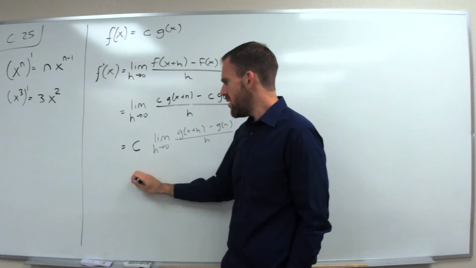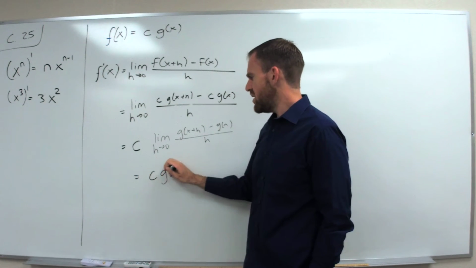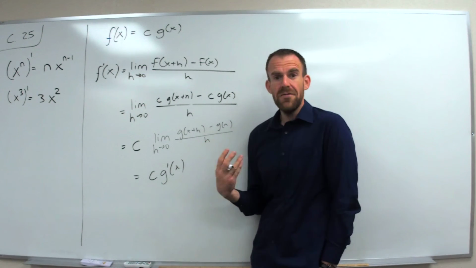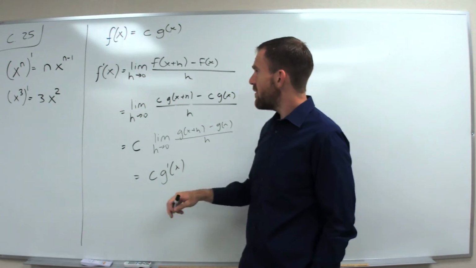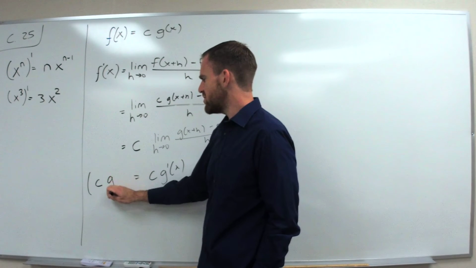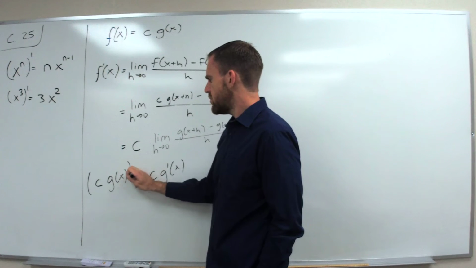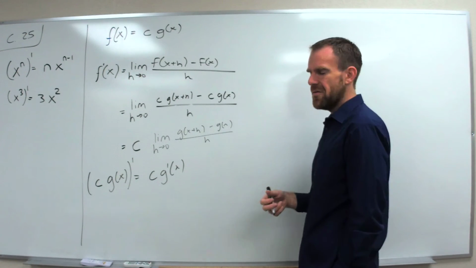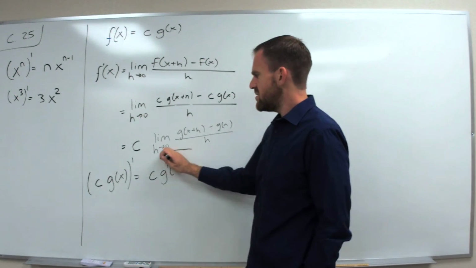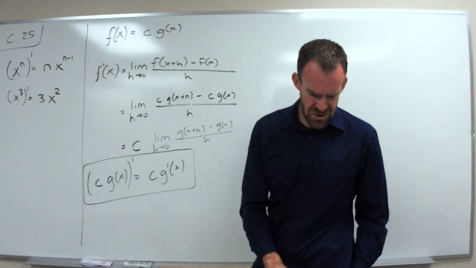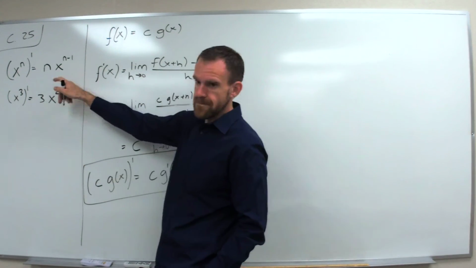Well, yeah, that's simply the g prime of x. That's the derivative of g. It's the definition of the derivative. So what do we find? We found that the derivative of a constant times a function is simply the constant times the derivative of that function. So this is your second quick rule of derivatives. In case you missed your first one, that's up here.